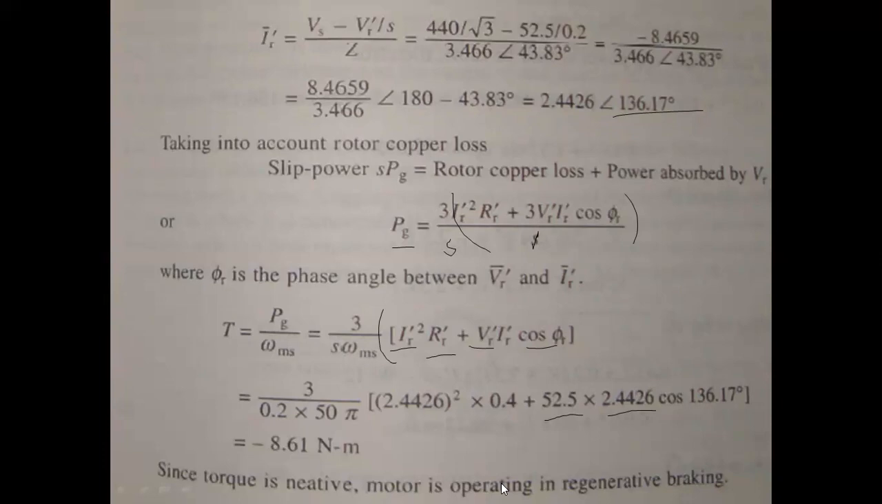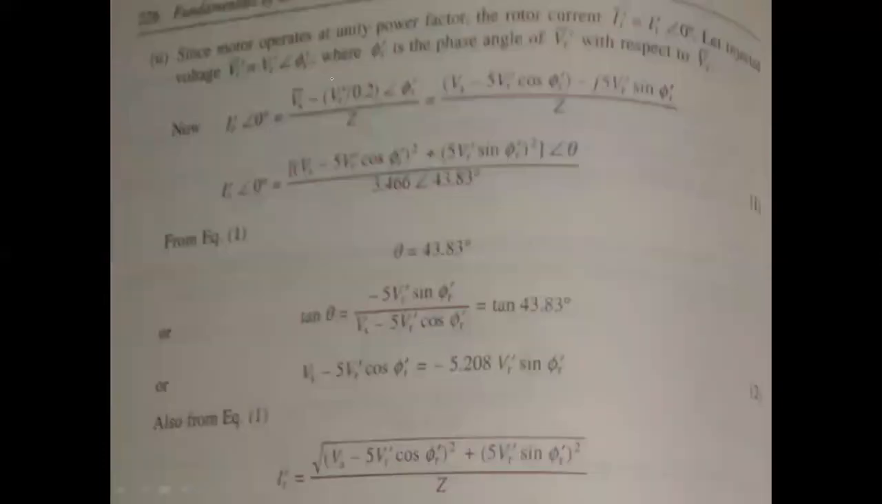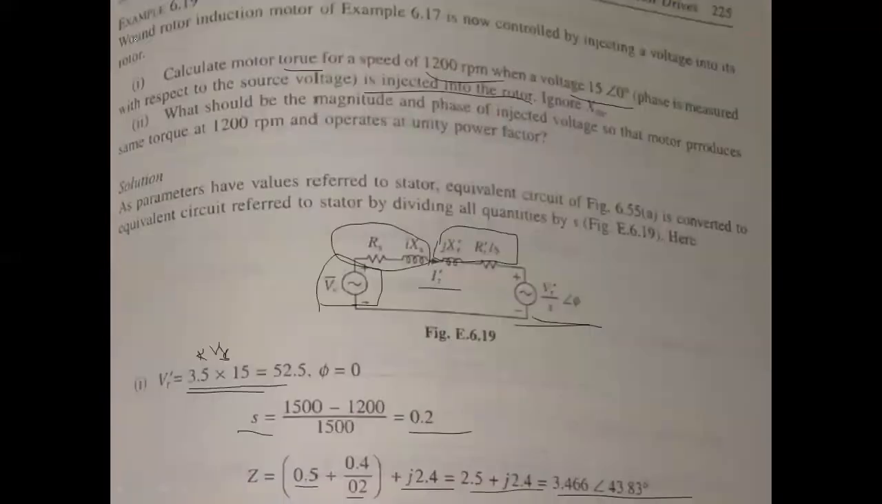Okay, next problem. Sorry, next bit, not next problem. See here, we have calculated the torque at a speed of 1200 RPM when the voltage is 15, ignoring XM. Okay, next bit. What should be the magnitude and phase of injected voltage?